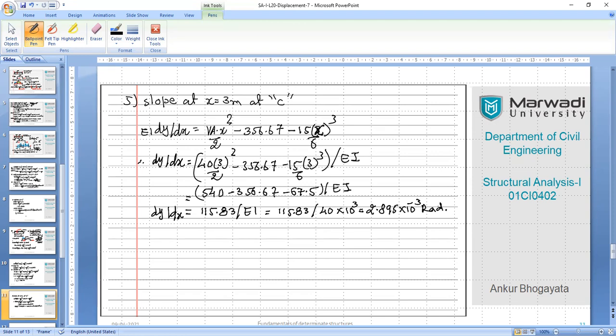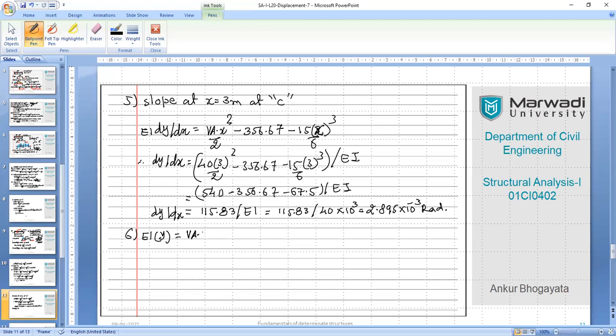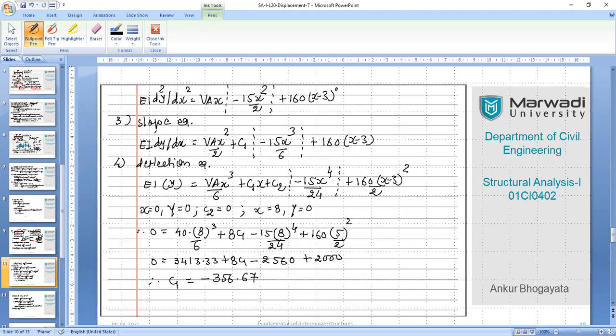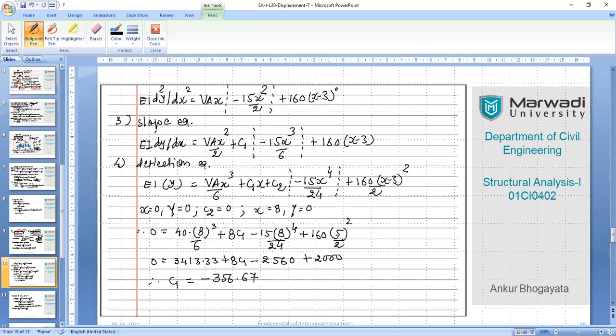Now since it's just 3 minutes left, I wish that you guys carry on with the calculation of EI y equals, let me write down here, VA x cubed by 6, plus C1x, minus 15 x raised to 4 upon 24, and we'll see that x is 0, so this term becomes 0 again for deflection.